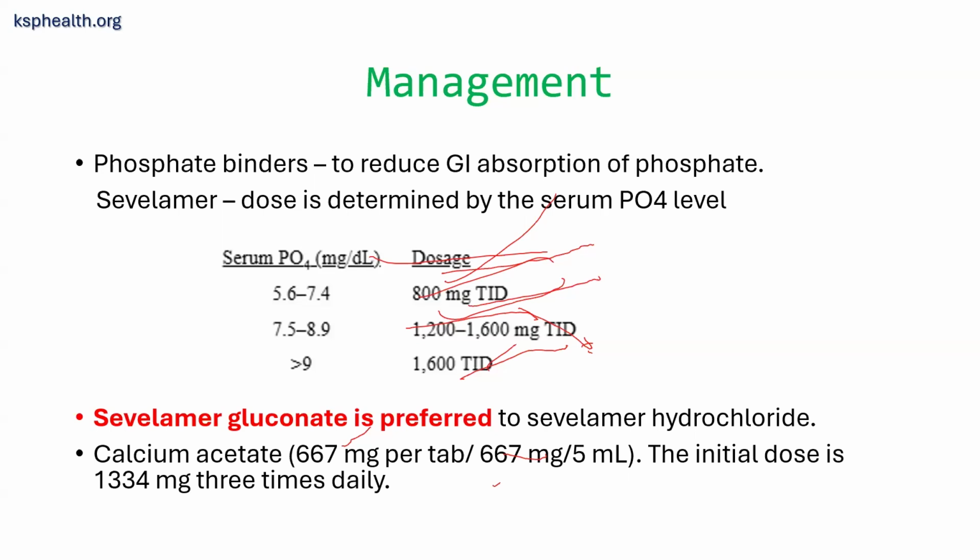To reduce GI absorption of phosphate, the drug used is sevelamer. The dose is determined by the serum phosphate level. If the level is 5.6 to 7.4, 800; 7.5 to 8.9, 1200 to 1600 milligram 3 times; more than 9, 1600 milligram TID. Sevelamer carbonate is preferred over sevelamer hydrochloride. It's often associated with hypocalcemia, so in addition to the phosphate binders, we will give calcium. The initial dose is 1334 milligram 3 times daily.